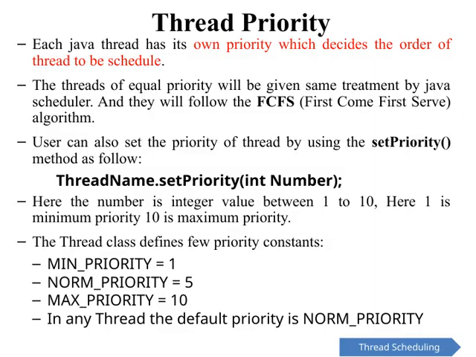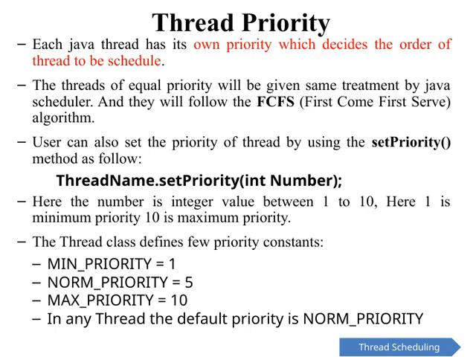Let's talk about thread priority in Java. Each thread in Java has its own priority, which plays a crucial role in determining the order in which threads are scheduled for execution. Think of it like a ranking system that the thread scheduler uses to decide which thread to run next. Now, if you have multiple threads with the same priority, Java treats them equally. They don't have a strict order among themselves, so the scheduler applies a first-come, first-serve, or FCFS approach. This means the thread that arrives first gets the turn first, among the threads with identical priorities.